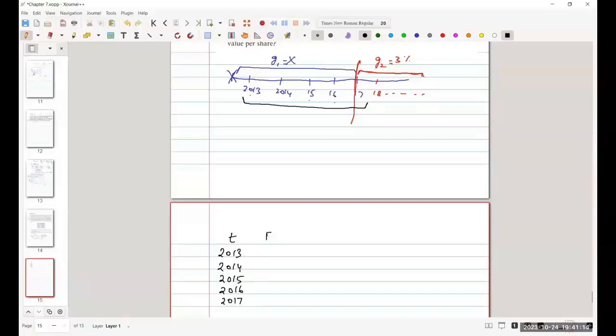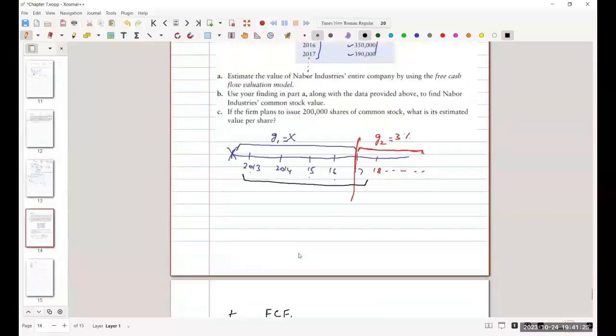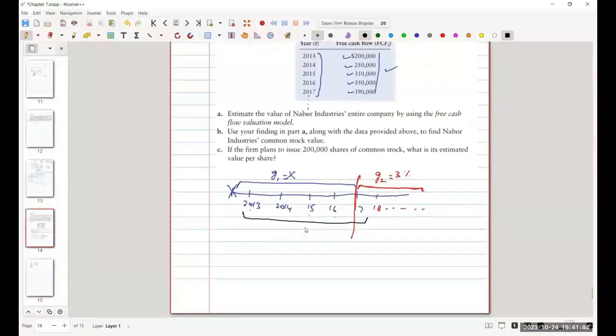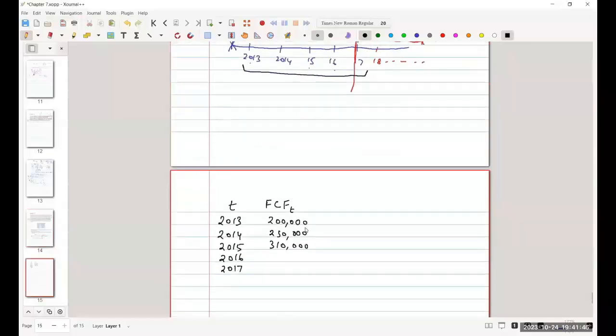During this, previously we were writing here dividends when they were available. Now what we have is free cash flow. So the first year was 200,000. Let's keep that in view. 200, 250, 310. Remember, in the previous problem, we had to calculate it first using the growth rate, but this time these values are given already. So then after 310, we have two more, 350 and 390.